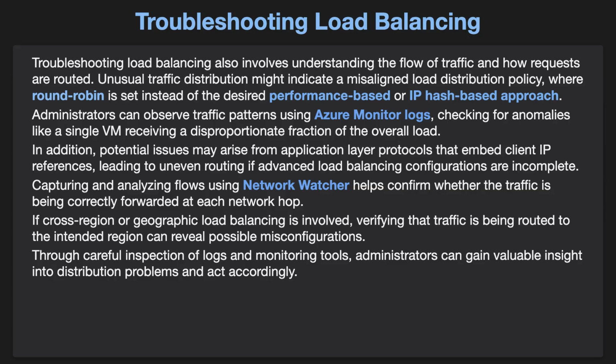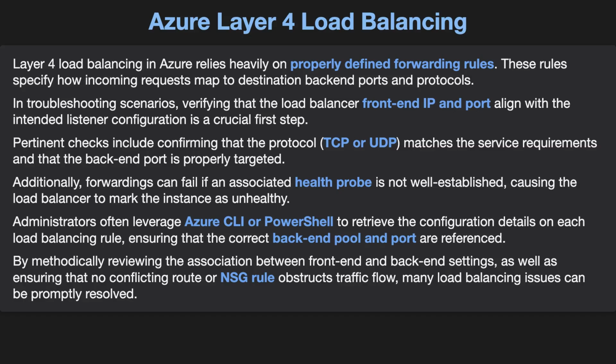Capturing and analyzing flows using Network Watcher helps confirm whether the traffic is being correctly forwarded at each network hop. If cross-region or geographic load balancing is involved, verifying that traffic is being routed to the intended region can reveal possible misconfigurations. Through careful inspection of logs and monitoring tools, administrators can gain valuable insight into distribution problems and act accordingly. Layer 4 load balancing in Azure relies heavily on properly defined forwarding rules.